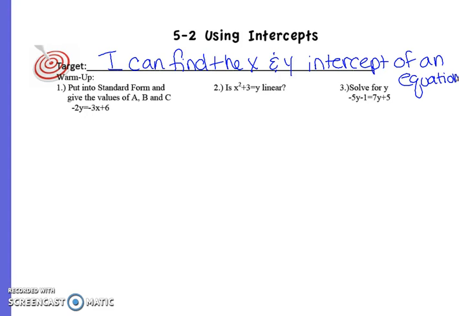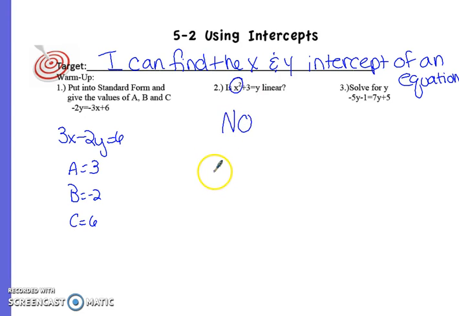Okay, for number 1, you should have gotten the answer of positive 3x minus 2y equals 6. A equals 3, B equals negative 2, and C equals 6. For number 2, no, it is not linear because x is squared. And for number 3, you should have gotten y equals negative 1/2.